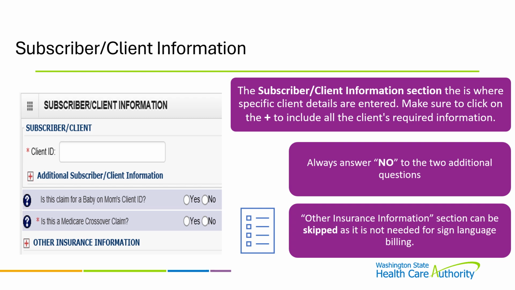Next, you will move to the Subscriber Client Information section of the claim screen. This is where you will enter details about the client who had the appointment. Start by entering the client's ProviderOne ID number, followed by a WA. Then, you will need to select the red plus sign to expand the additional subscriber or client information section. This will open up more fields where you'll enter additional required information about the client. We will walk through those fields in the next slide.